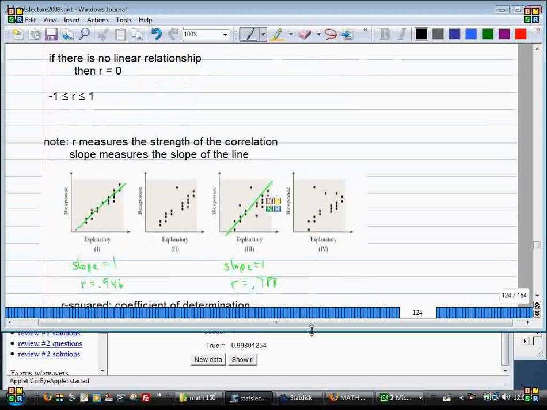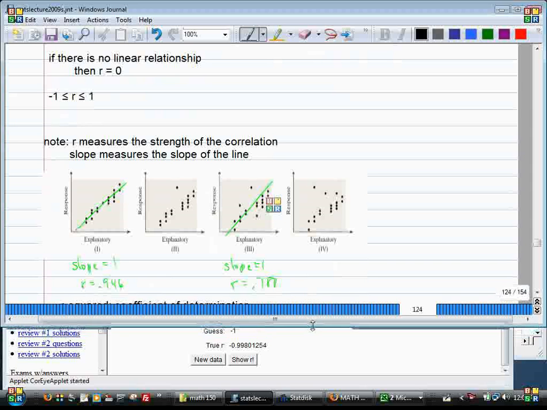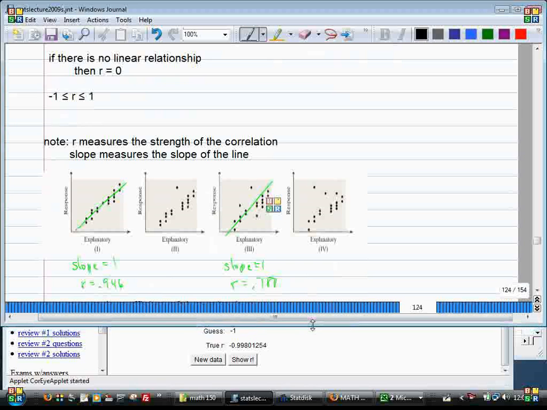So again, notice the line of best fit is exactly the same. R is simply measuring how close are the dots to the line. And the slope is something else entirely. The slope is the slope of the line. Okay. Next. So R measures this in a way we haven't done the exact calculations. We're going to skip that part.